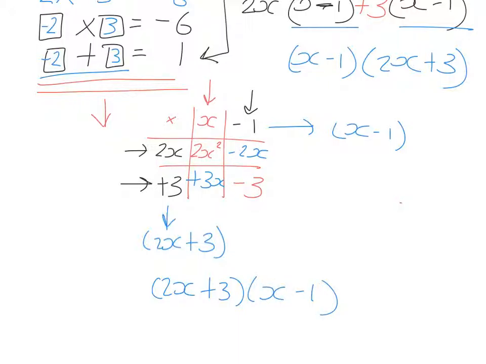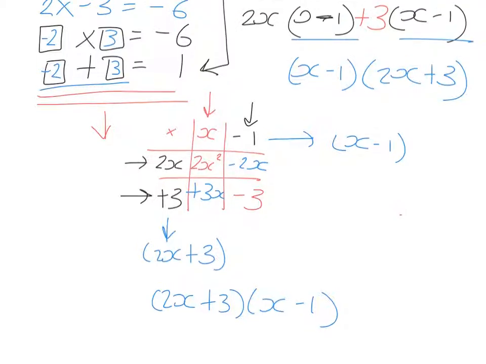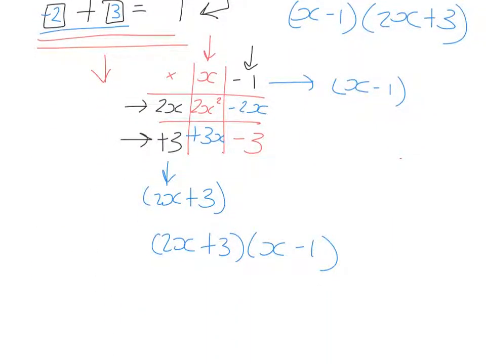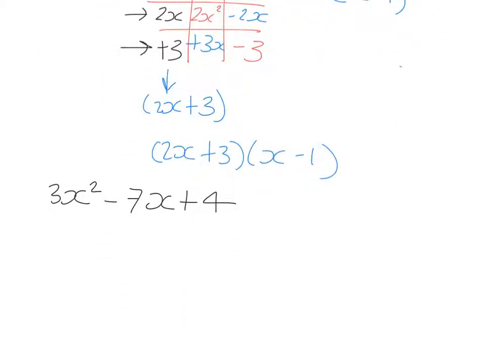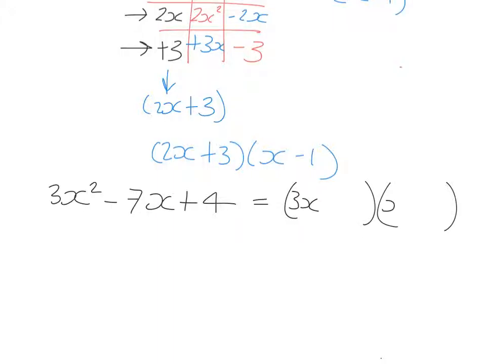Try doing the same technique for the denominator and factorising this. So our denominator is 3x squared minus 7x plus 4. Try factorising this. You should find that the answer to the factorisation is this. 3x here, x here, 1 here, 4 here, negative, negative.